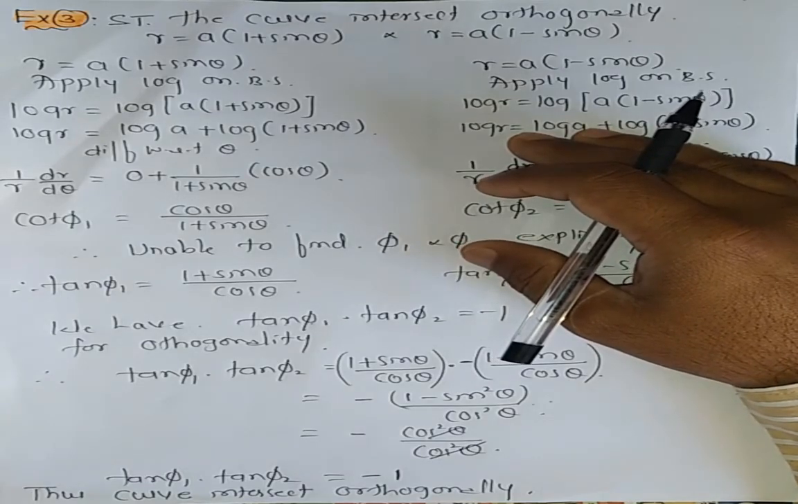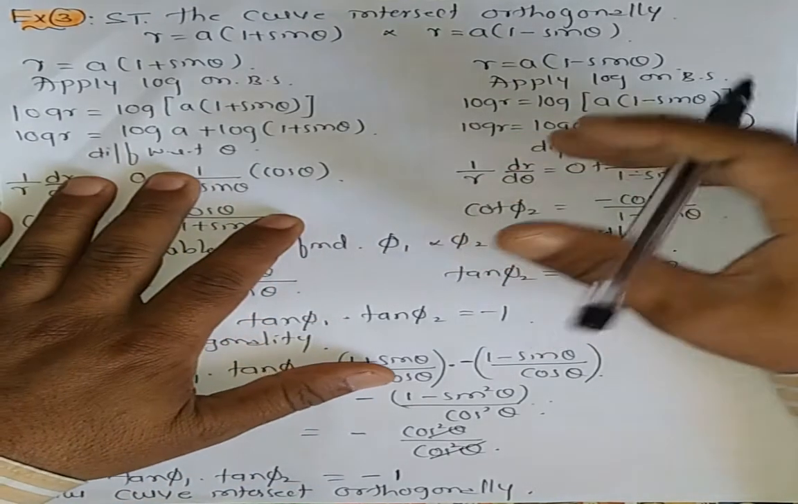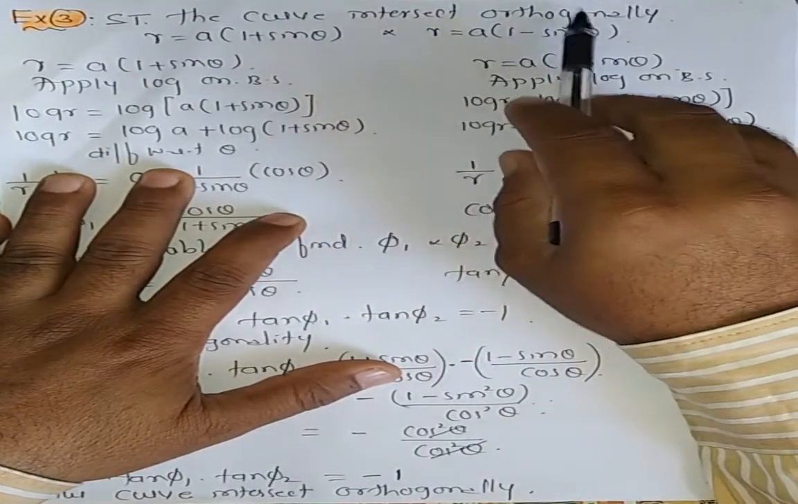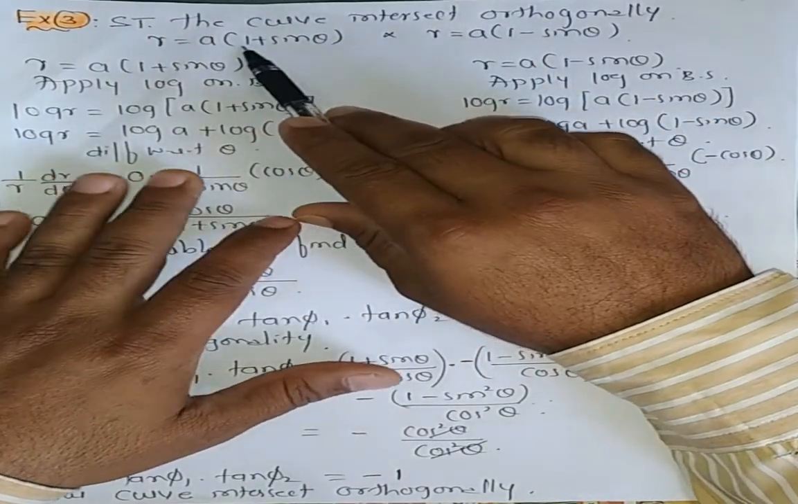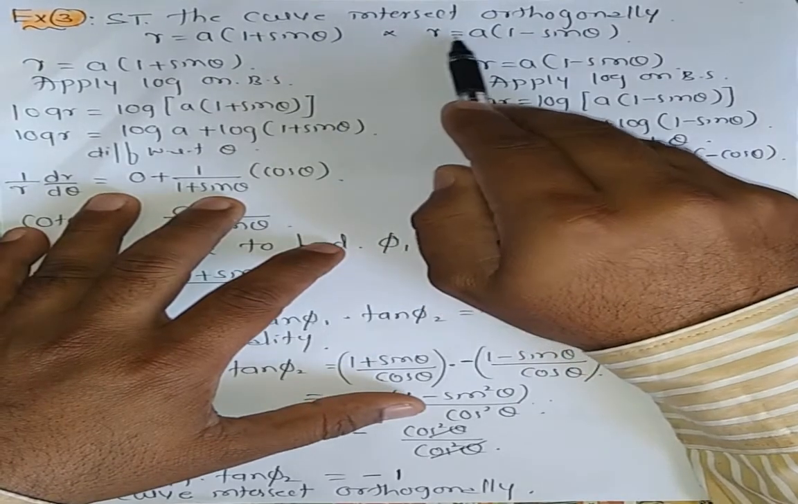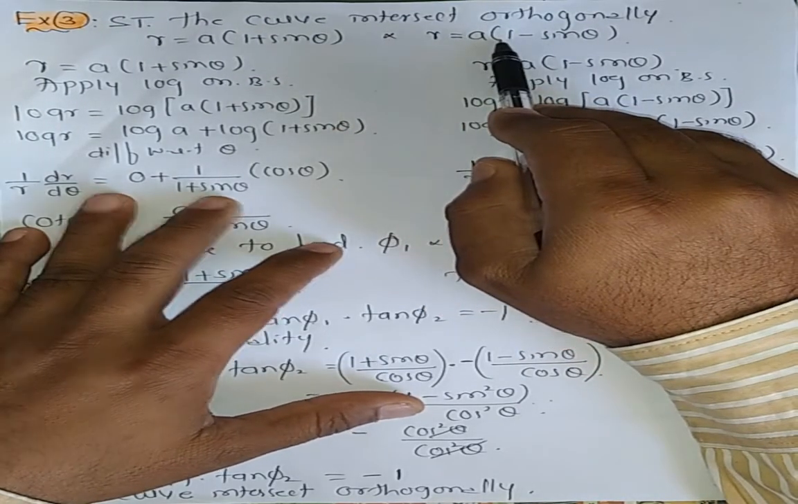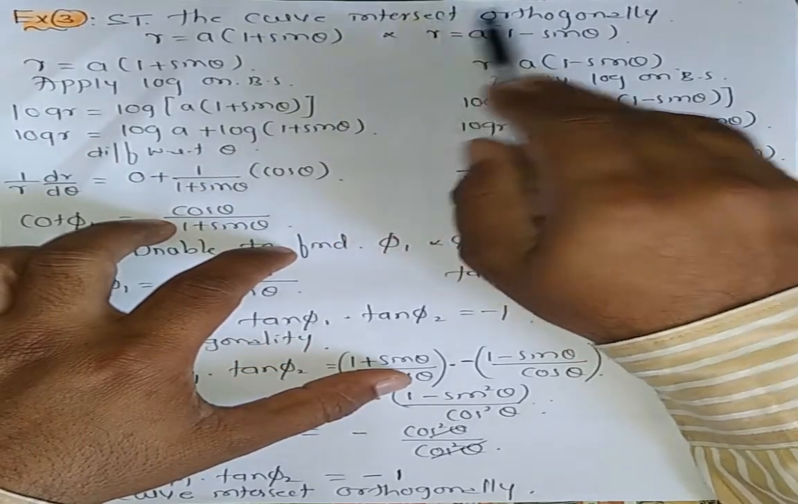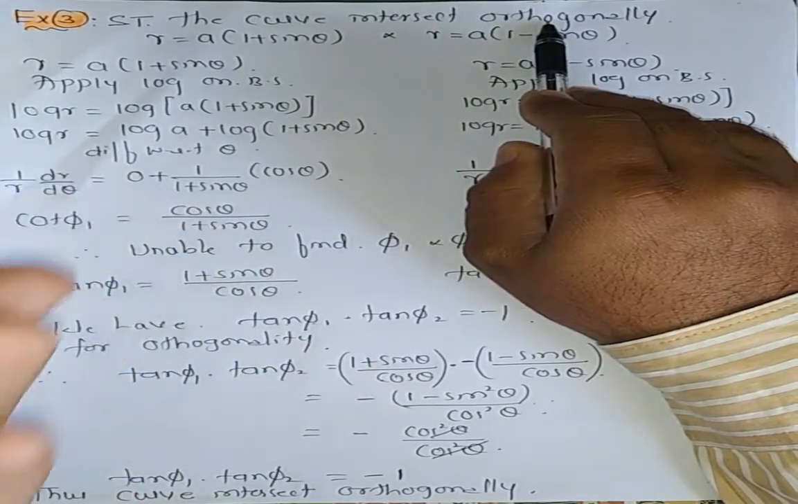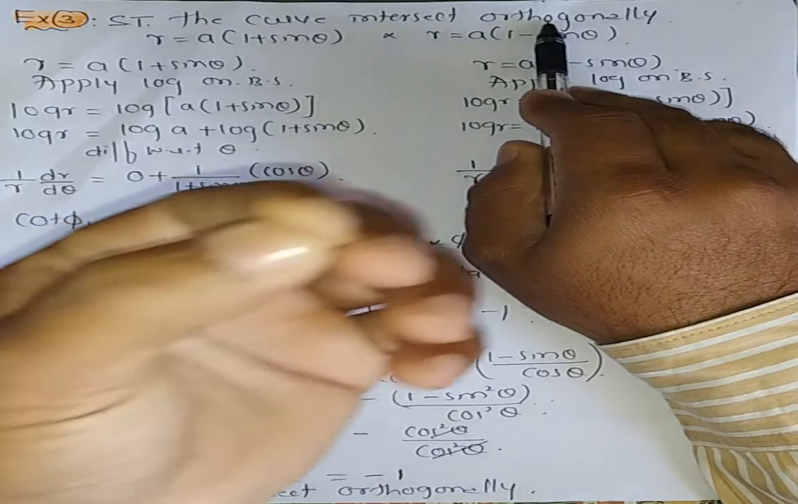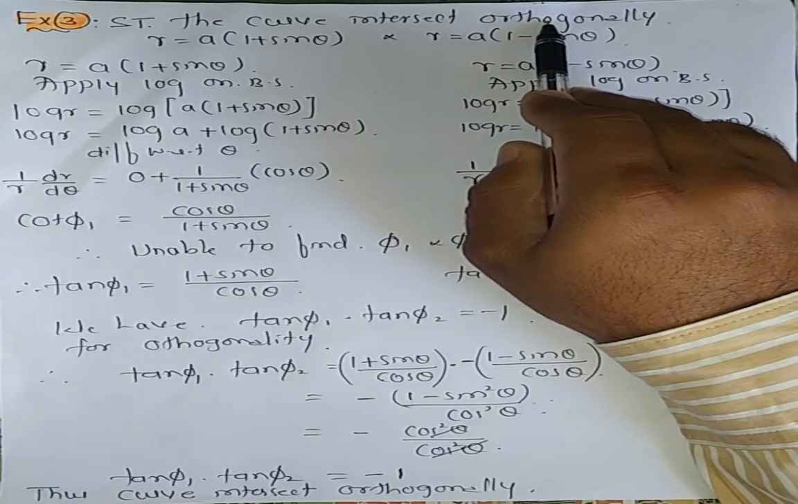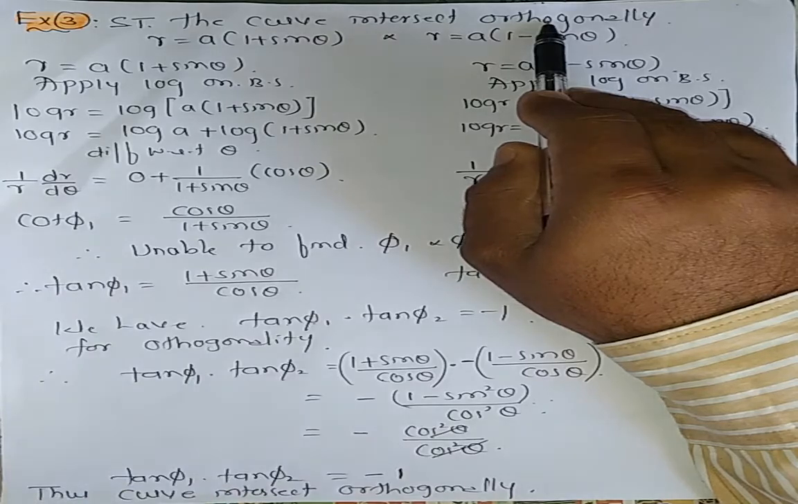I have taken a third example: show that the curves r = a(1 + sin θ) and r = a(1 − sin θ) intersect orthogonally. These are the two curves given. You have to show that these two curves intersect orthogonally. As I told you, for orthogonal intersection, φ1 − φ2 = π/2, or tan φ1 · tan φ2 = −1.